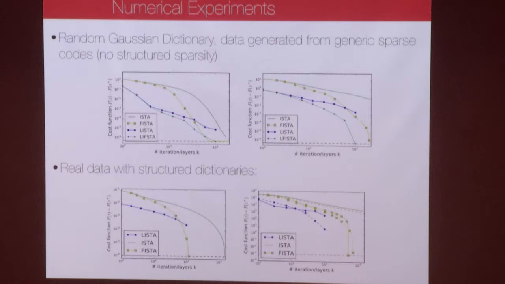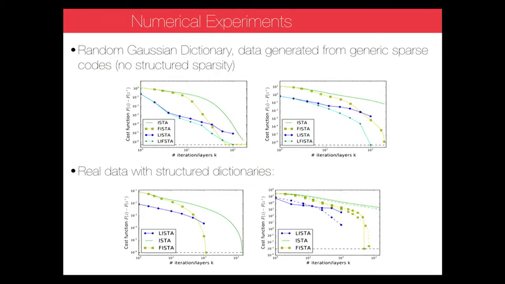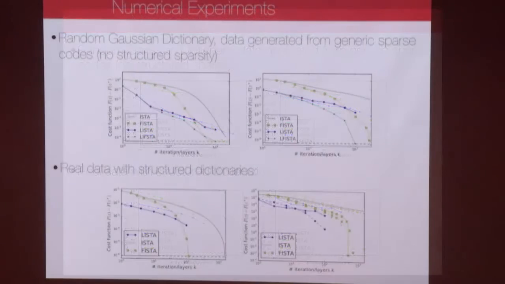So this is what we observe. Numerically, this is what the algorithm does in practice. At the beginning, you get very important gains, and then eventually the rate approaches that of the standard algorithms. This is something that we have even for dictionaries that are completely unstructured, and also for dictionaries that are structured. These are dictionaries that we used based on wavelets.